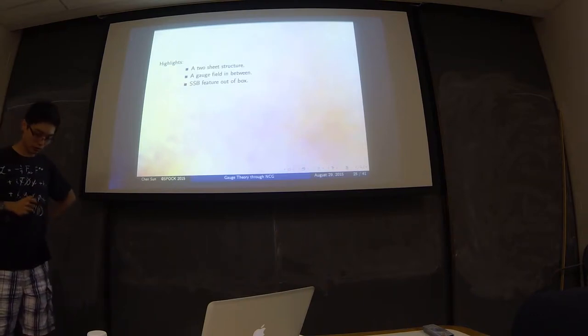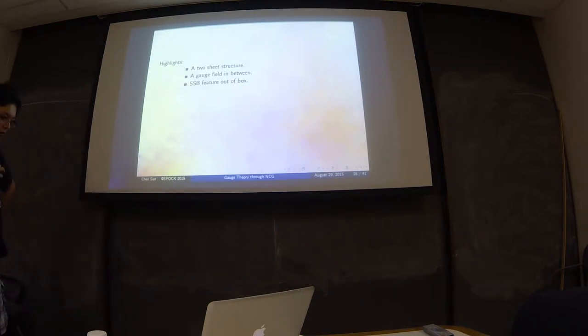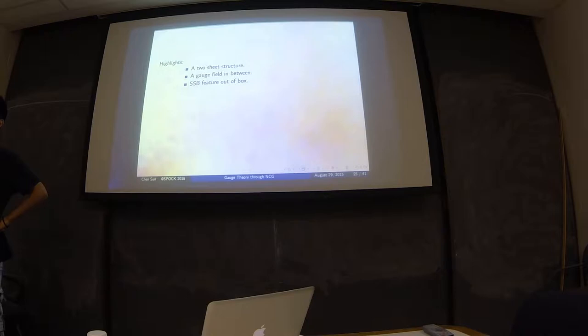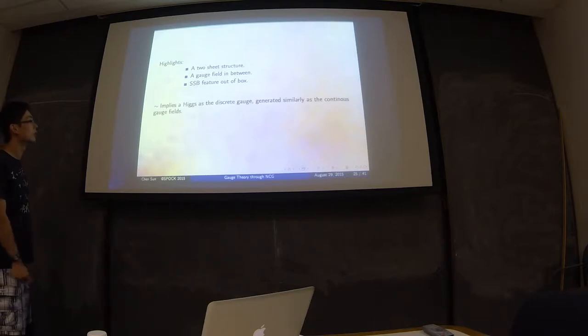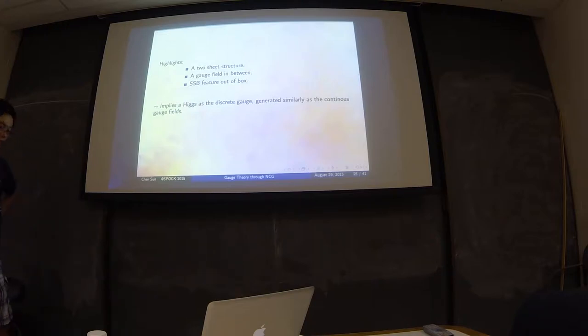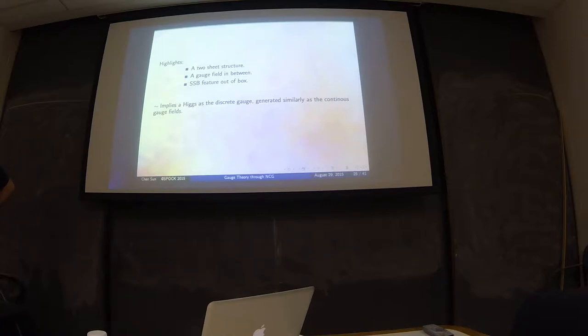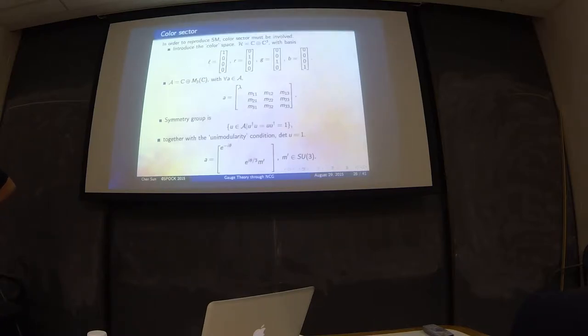So here's a short summary of what we have. We have a two-sheet structure. We have a gauge field linking the two sheets. And spontaneous symmetry breaking is there automatically. So all this implies a gauge field as a discrete gauge field, generated similarly.